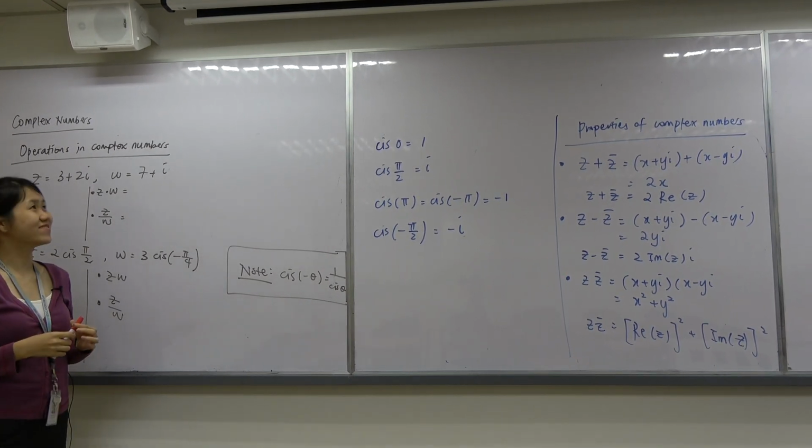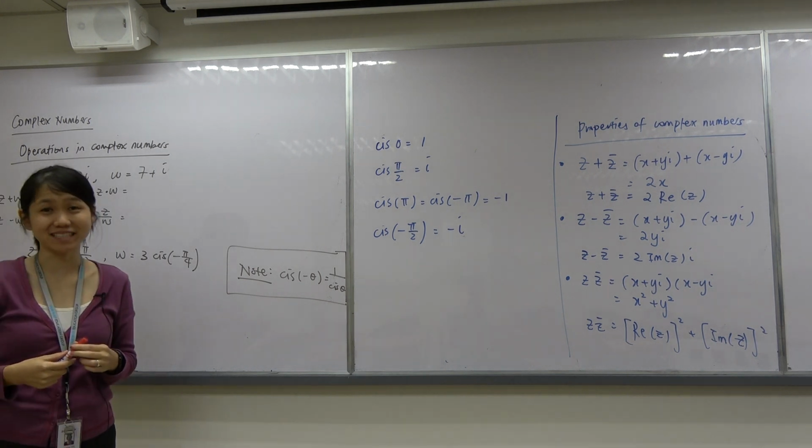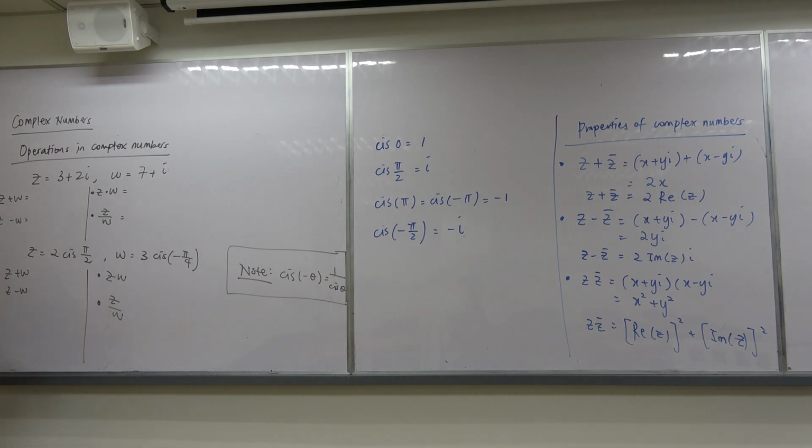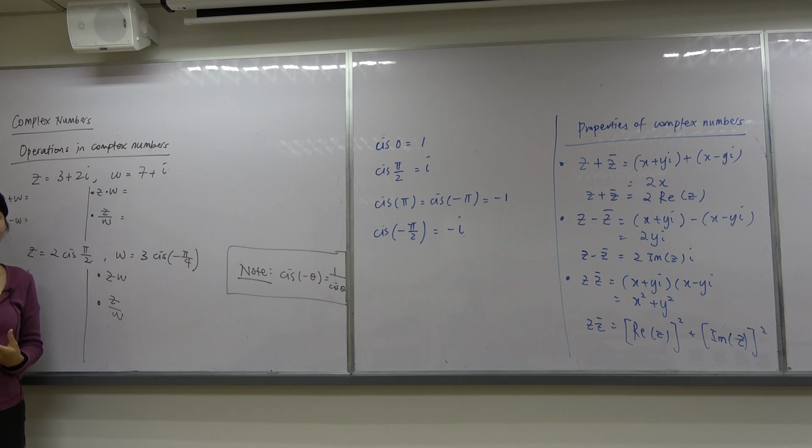And next, I'm going to talk about operations in complex numbers and also properties in complex numbers. Let's start with operations in complex numbers. I think you know by now what an operation is: it is simply add, subtract, multiply and divide. So how do you add complex numbers that are in Cartesian form?